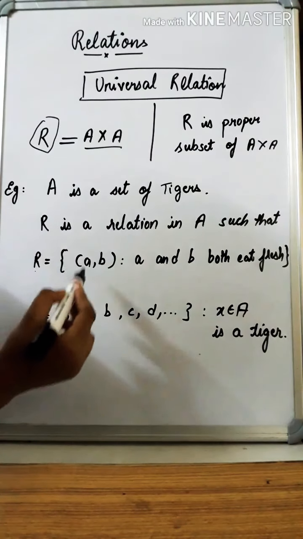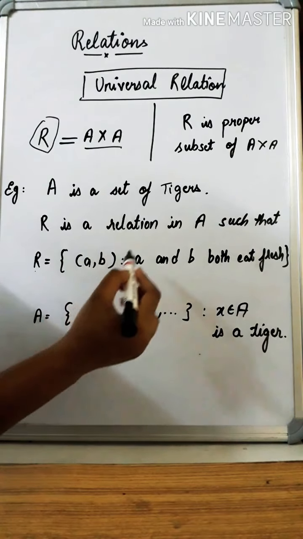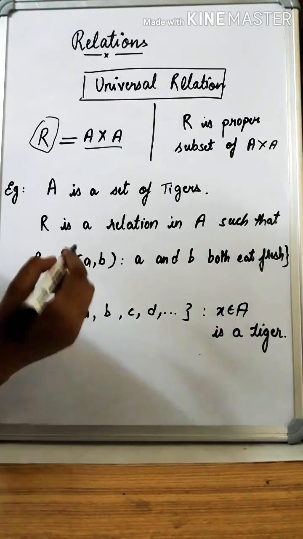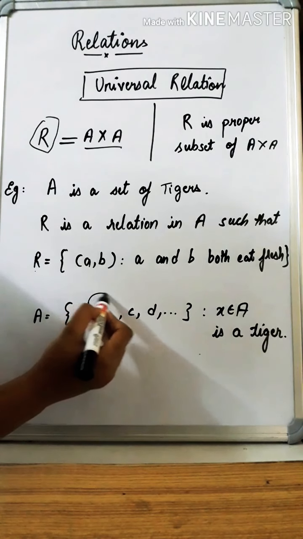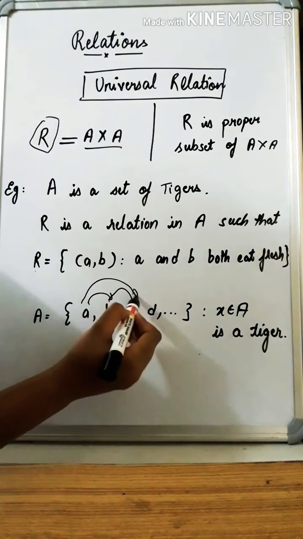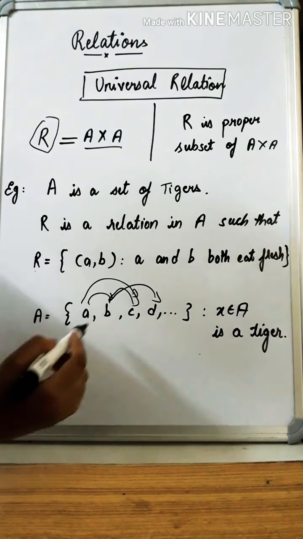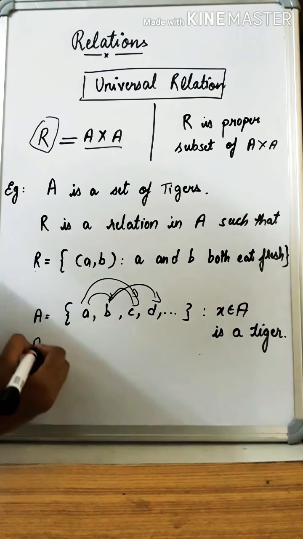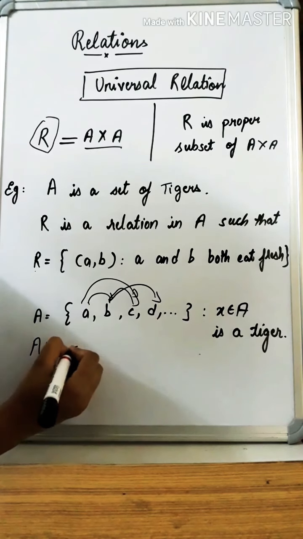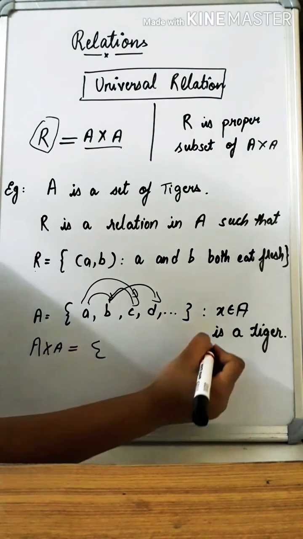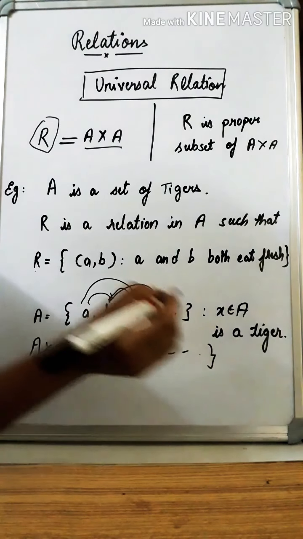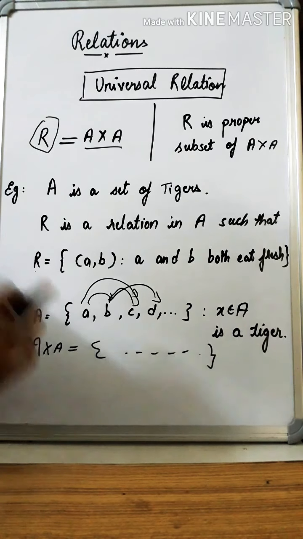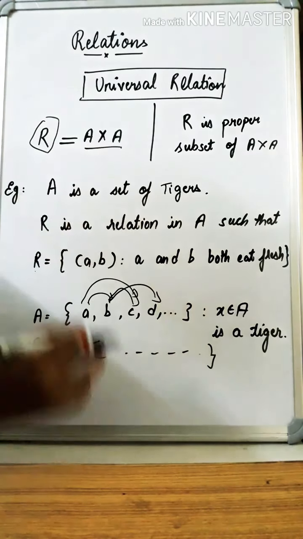A, B, C, D, all are tigers. And your relation says that (a, b) is an ordered pair such that a and b both eat flesh. Tigers are carnivorous, they eat flesh. So in every way, a is a tiger, b is a tiger, a is related to b, b is related to c, a is related to c. All the elements are related to each other. So what will the relation set be? The relation set will be A cross A only, the whole Cartesian product set, right? So these kinds of relations are universal relations, where the complete A cross A is present in the relation set.